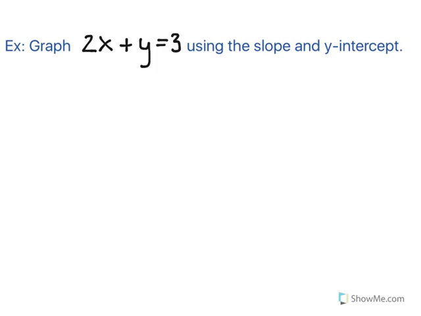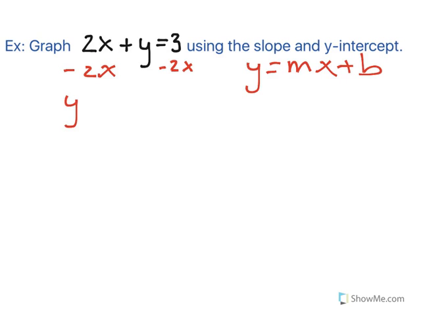Next example, graph 2x plus y equals 3 using slope and y-intercept. Let's go back to y equals mx plus b. First of all, I noticed it's not in the right form, so let me get it in the right form. I'm going to take 2x minus 2x from each side. So y is going to equal -2x plus 3. Now I have it in slope-intercept form, so I have my slope and I have my y-intercept.